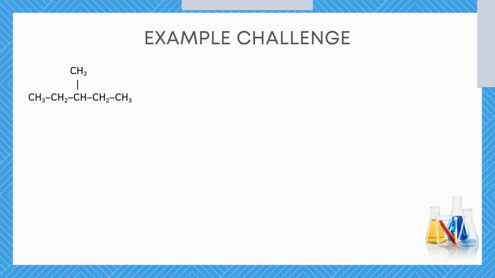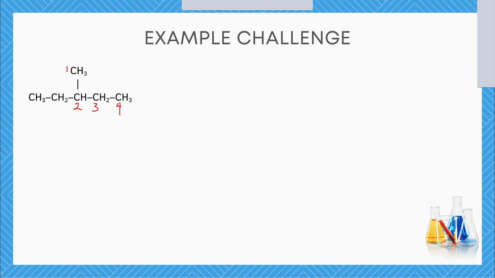So here is this example over here. We want to name this compound. So step number 1, let's identify the longest possible chain. Now we can start counting from here. We have carbon number 1, carbon number 2, carbon number 3, and carbon number 4. Is it the longest possible chain?